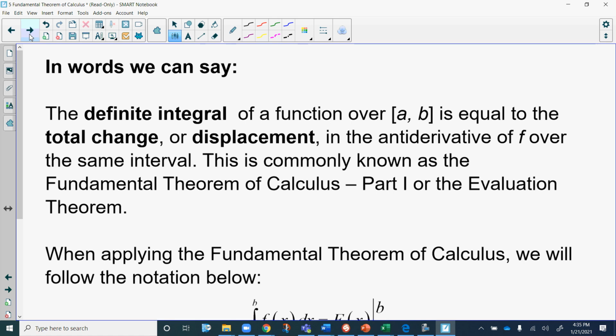So again, the definite integral of a function over a closed interval a to b is going to give you the total change or the displacement of the antiderivative over some function f over the same interval. And this is what we're introducing as the fundamental theorem of calculus part 1. Now, in some textbooks, this may be the second part of the fundamental theorem of calculus because there's two parts. And which is considered part 1 and which is considered part 2 is arbitrary. One does not need to precede the other.